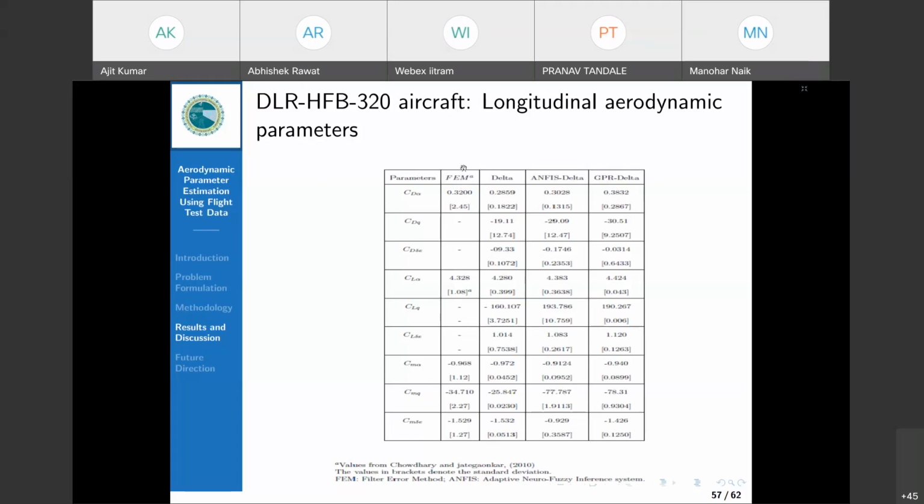Generally in this particular research paper, the authors have not estimated CDQ and CD delta E, CLQ and CL delta E. That's why they are empty here. But we have compared, of course, the variables which we estimated, and we also estimated these extra variables just to get the total essence of these parameters. But again, we are mostly concerned with the strong parameters like CL alpha, CM alpha, CMQ, and CM delta E, because they really help us in designing a good control system and characterizing the aircraft performance.